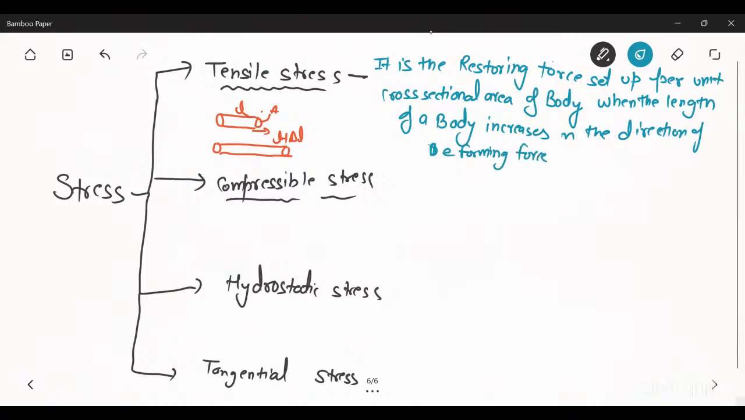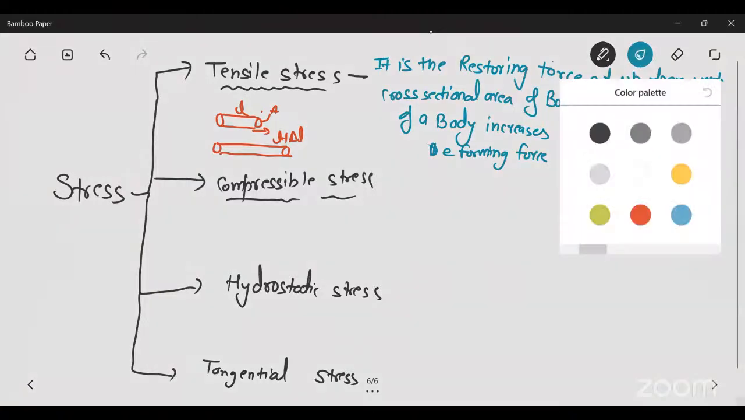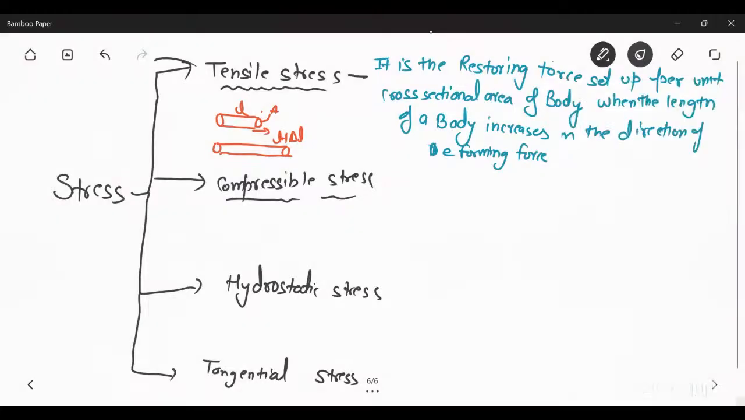Okay. This is tensile stress. This stress is also known as longitudinal stress. So tensile stress is also known as longitudinal stress. Now, second is our compressible stress.